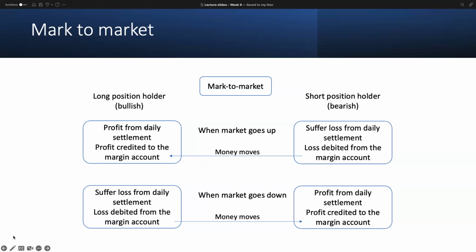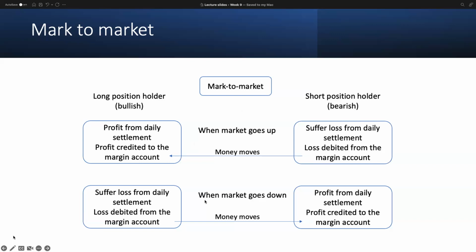So we make profits due to the daily settlement, because the exchange will adjust the price of the futures contracts accordingly. So the profit comes from the short position holder, right? Who will suffer a loss from daily settlement. So there's a movement of money from the margin accounts of the short position holder, or the seller, to the margin accounts of the long position holder, or the buyer, right? So that's what happens when the market goes up. Of course, during this process, if the margin amount falls below the thresholds required by the maintenance margin, then the seller or the short position holder will receive a call, which is called the margin call, from the futures exchange to top up the margin account.